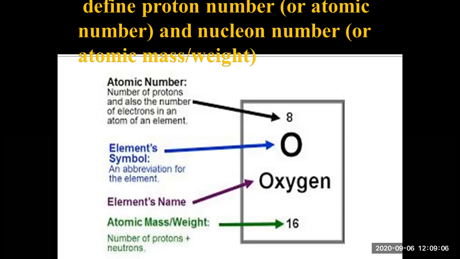The big number is the nucleon number. It is also called the atomic mass or weight of an atom. In this case, it is 16. It tells us the total number of protons and neutrons in an atom. If you want to find the number of neutrons, you simply subtract the proton number from nucleon number.